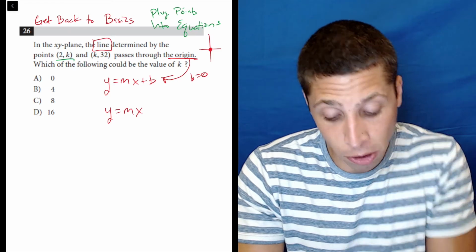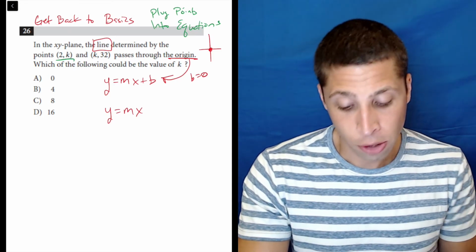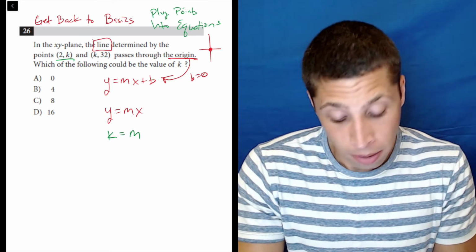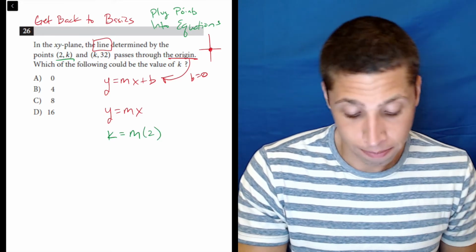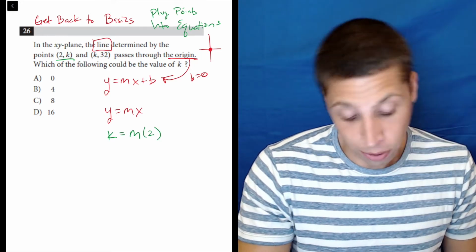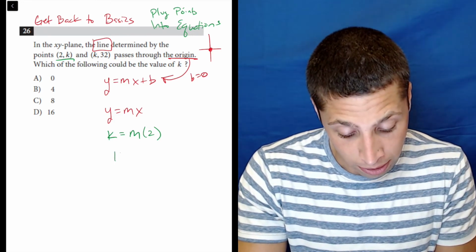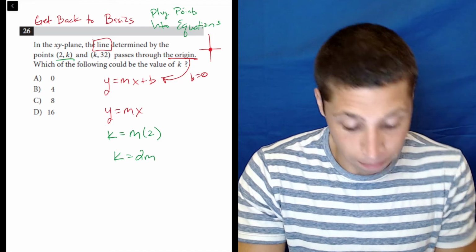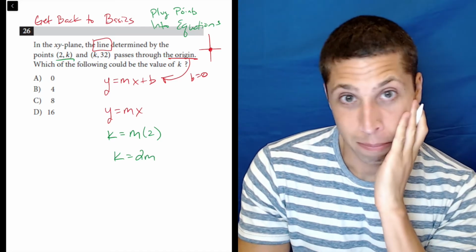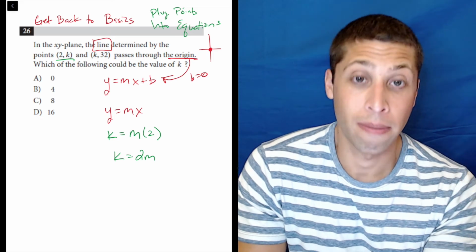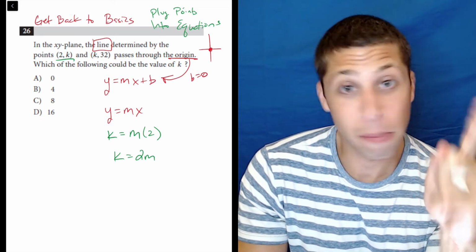So I'm going to take this first point, (2, k), and plug it in. So k is the value of y, m we don't know, but 2 is the value of x. Okay, well, I'm just going to rearrange this a little bit so that it makes a little more sense. So it's going to be k is equal to 2m. But I'm still confused. I don't know why that helps me, but okay. I'm not going to erase it because it might help me later.